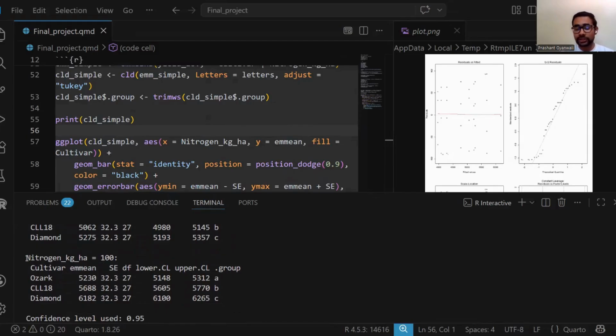Finally, under the 100 kilograms per hectare nitrogen rate, Diamond, in this instance too, took the lead at 6,182 kilograms per hectare, and Ozark was the poorest performing among the three genotypes.